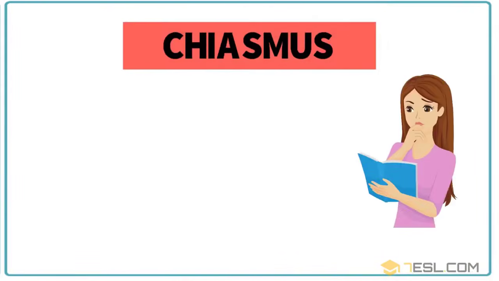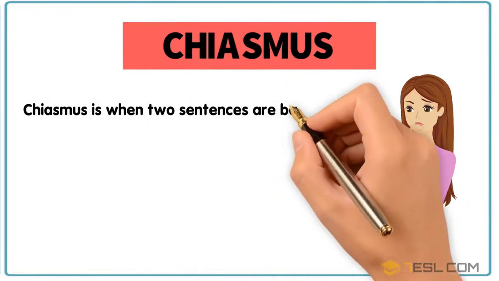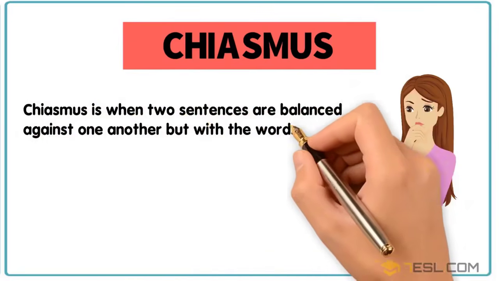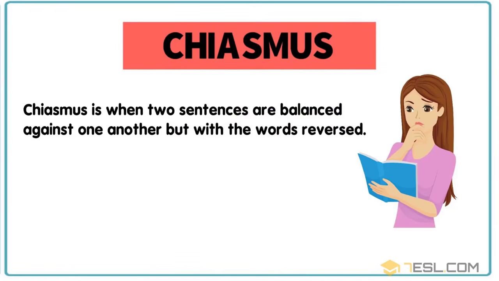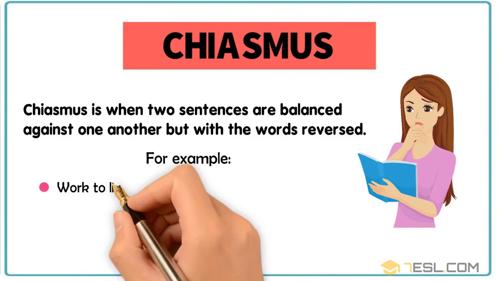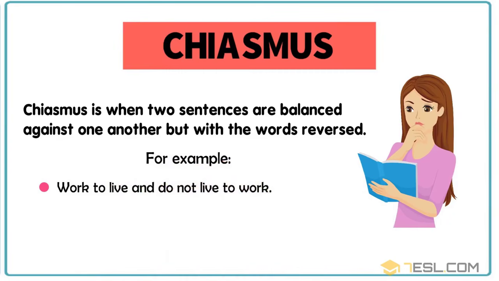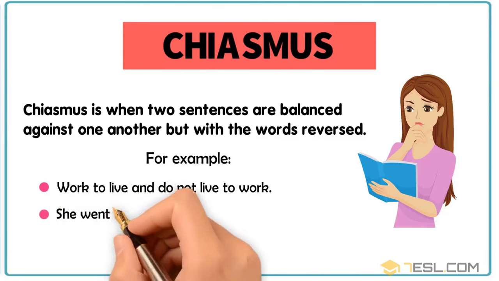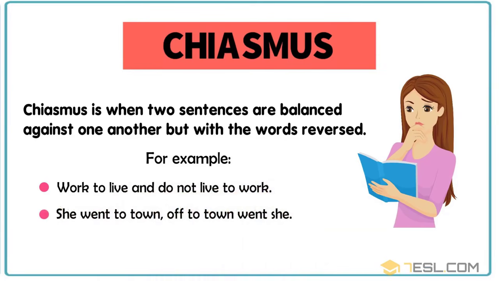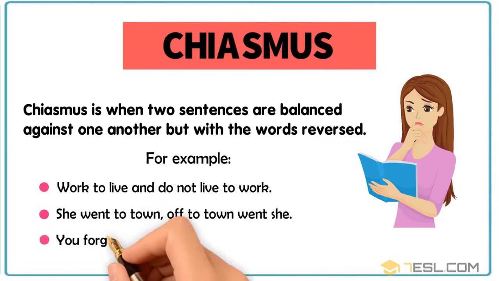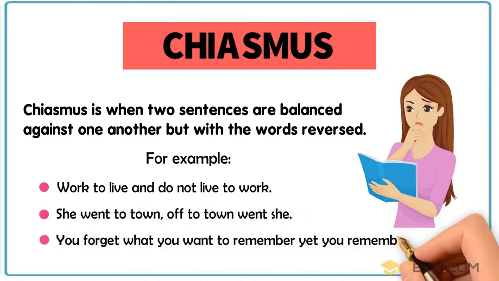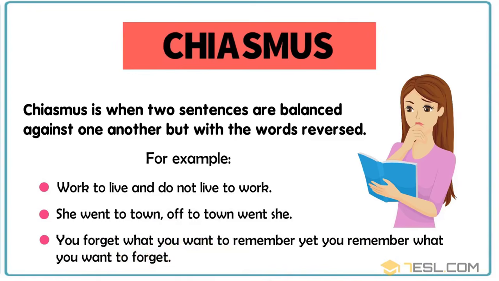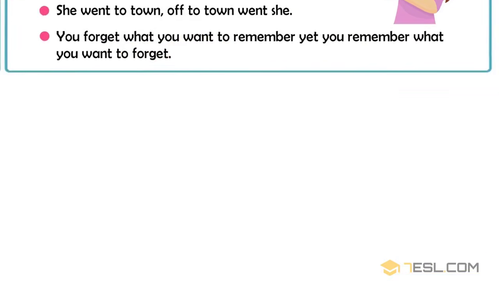Chiasmus. Chiasmus is when two sentences are balanced against one another, but with the words reversed. For example, work to live and do not live to work. She went to town, off to town went she. You forget what you want to remember, yet you remember what you want to forget.